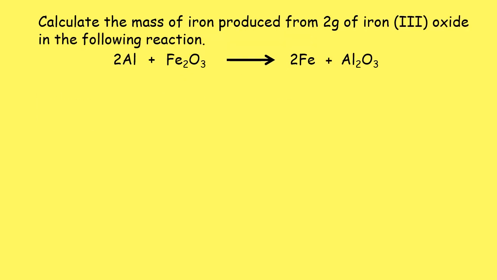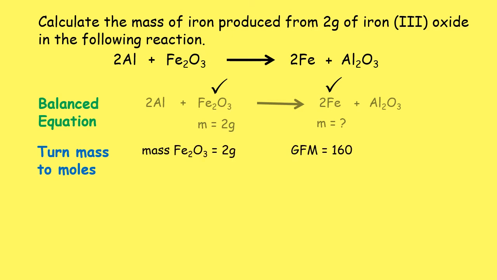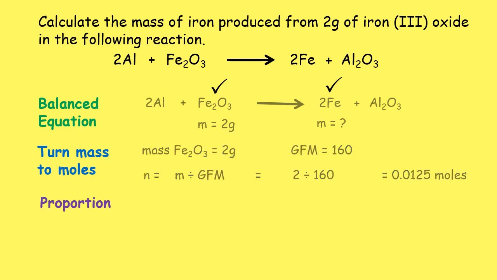Using method 2, again, first step is the balanced equation, which we have. Second step is to identify what it is that we need to work with and to work out moles. So we turn mass into moles. So the mass of iron oxide is 2 grams. The gram formula mass of iron oxide is 160. n equals m divided by GFM, which is 2 divided by 160, which is 0.0125 moles.